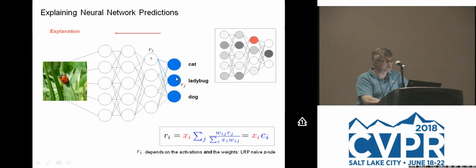So we have now all our activities in the output, and you would like to compute the relevance here. And so basically, we're taking what we have from the forward pass as a node activity here. That's the Xi. And then we are summing up all the activities of the upper layer and normalizing it. Okay?